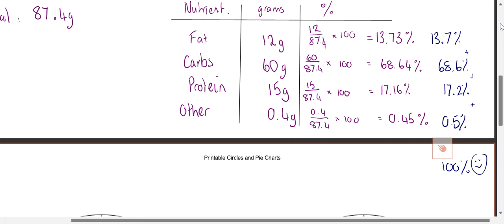Because the last one was. Yeah, I think that's what people are noticing. Should we have a look? What would fat be if we rounded it to the nearest whole percentage? So 14%. This one would be 69%. Protein would be 17%. And other, maybe 1%. Oh, it's 5. So yeah, 5 returns.